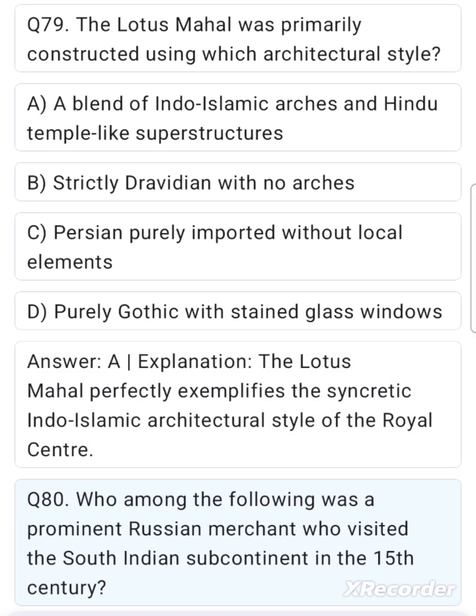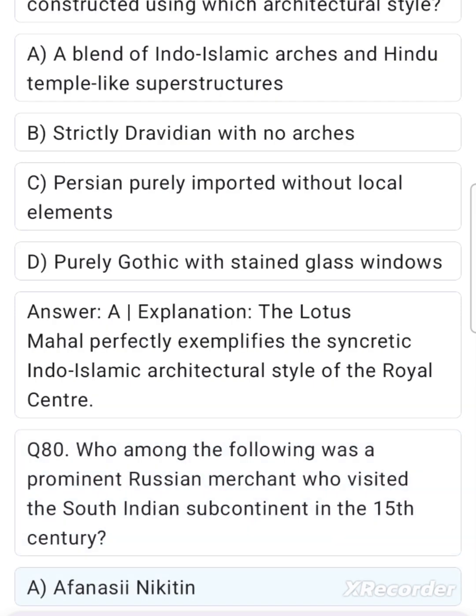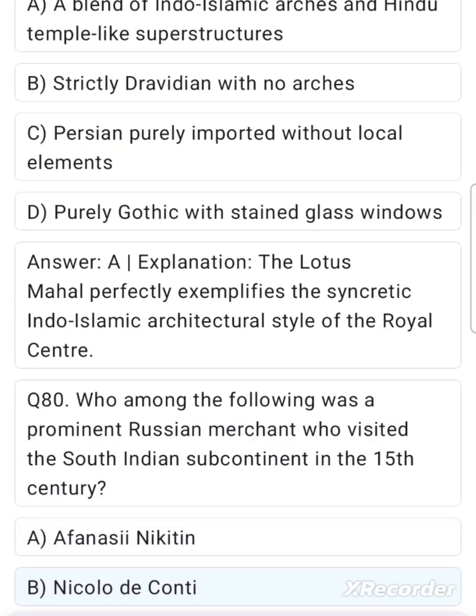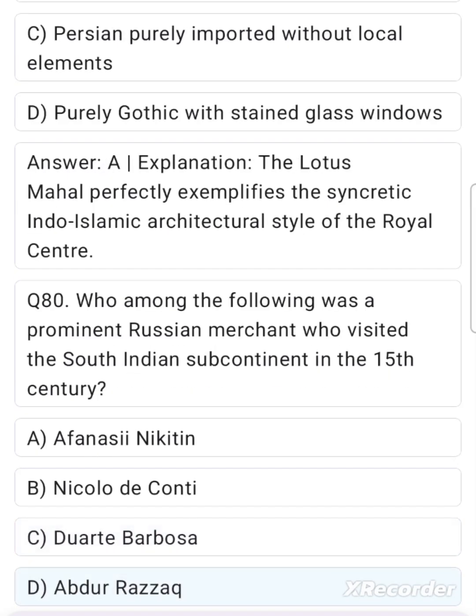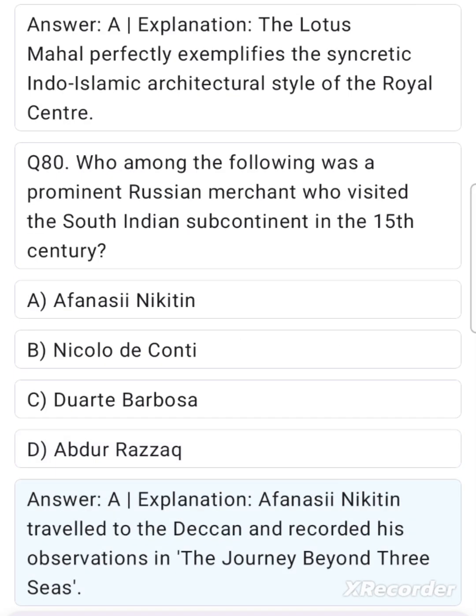Q80. Who among the following was a prominent Russian merchant who visited the South Indian subcontinent in the 15th century? A. Afanasy Nikitin. B. Niccolo da Conti. C. Duarte Barbosa. D. Abdur Razak. Answer: A. Explanation: Afanasy Nikitin traveled to the Deccan and recorded his observations in The Journey Beyond Three Seas.